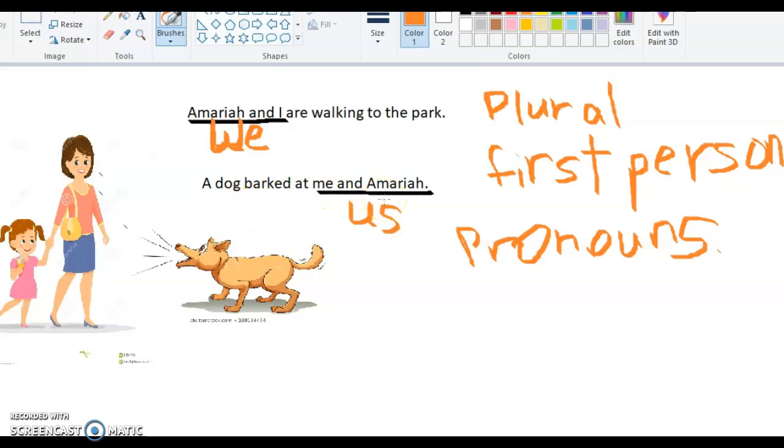So when we're using we and us, we is usually used in the subject part of the sentence. And us is usually used as an object. It comes after the action being done. Us is usually the receiver of an action. So, the dog was barking at us. So us usually comes after the action.